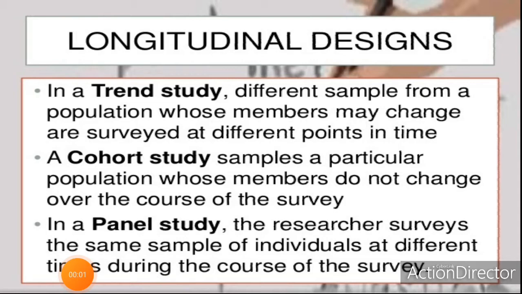Once again, there are mainly two important types of surveys. They are cross-sectional surveys and longitudinal surveys. Then longitudinal surveys have again three classifications. They are trend study, cohort study and panel study.